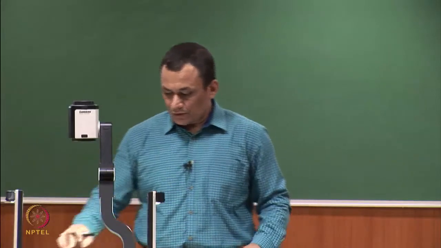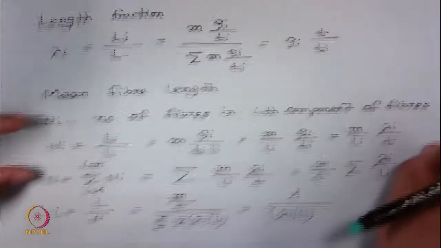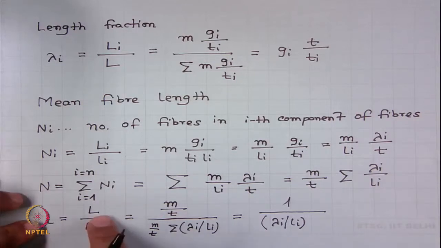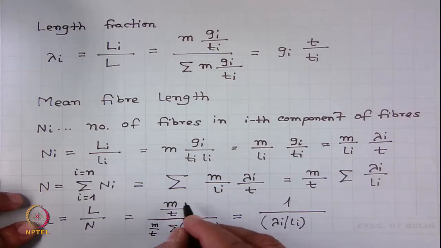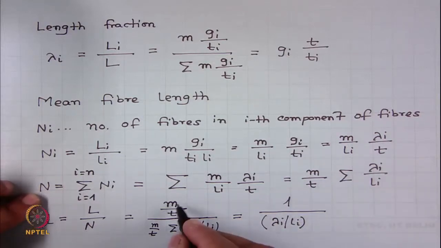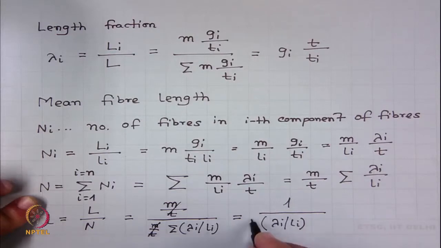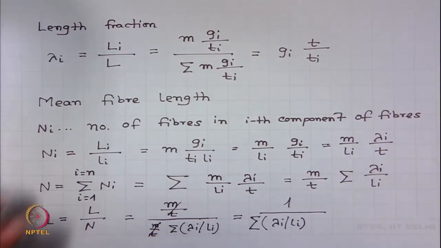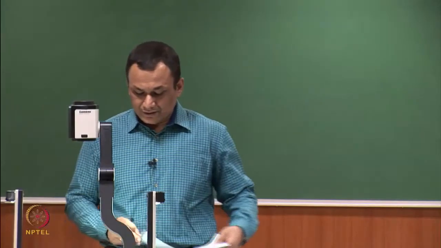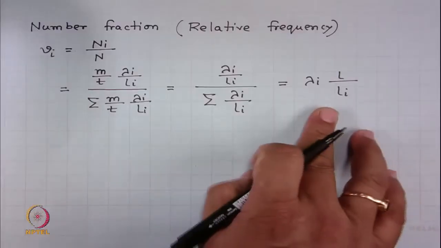So, what we used here? We use the expression from the last page, L is equal to mean fiber length, which is equal to total length of all fibers in the blend divided by total number of all fibers in the blend. This capital L is equal to mass of all fibers in the blend divided by fineness of a fiber in the blend, so m by t. This capital N we derived from here, so this m by t and m by t cancel out, we obtained this summation should be there. So, lambda_i by L_i. So, this we substitute here to obtain this expression.